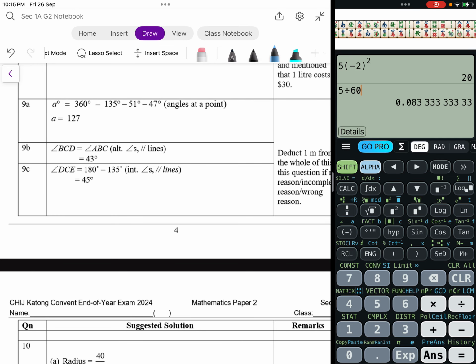Okay, 9A. From the diagram, calculate the value of A. So you know that angles at a point equals to 360, right? Okay, angles at a point equals to 360. So A equals to 360 minus 135 minus 51 minus 41, 47, easy.